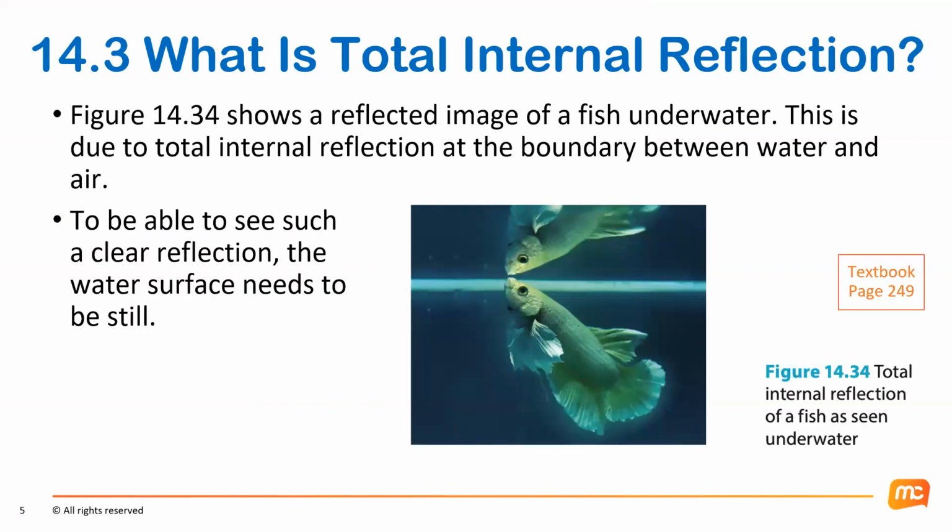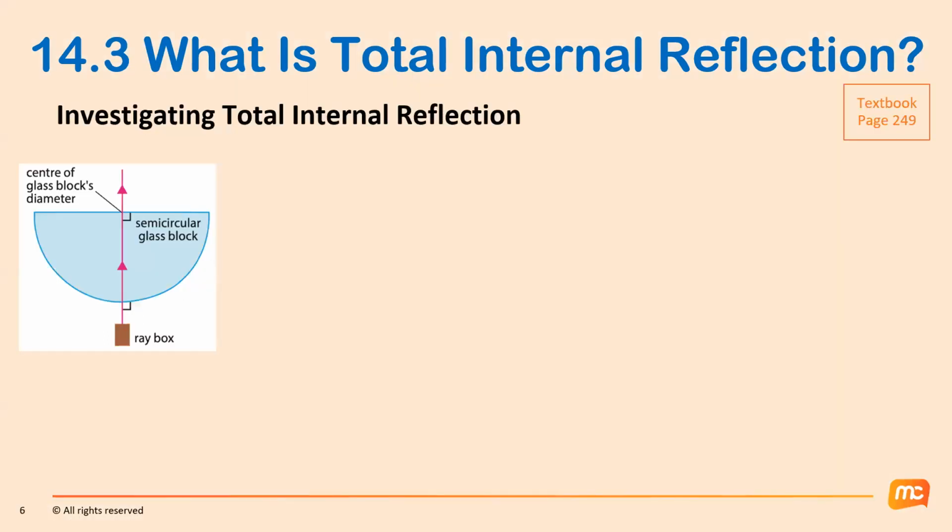You can see this very often. There's a fish in the water, and if you look upwards at the water, you can actually see a reflected image of the fish under the water. All this happens because of total internal reflection. So what exactly is total internal reflection? Let's take a look at a series of diagrams.